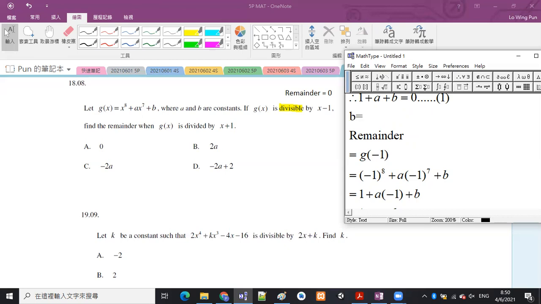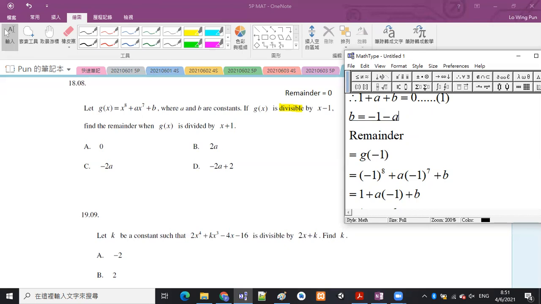So B is equal to -1 minus A. Okay, when B is changed to be the subject of this equation, it should be -1 minus A.